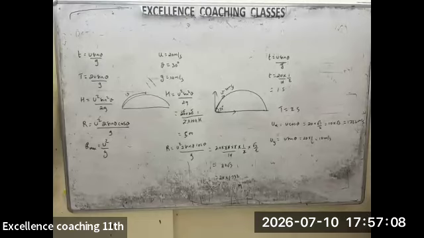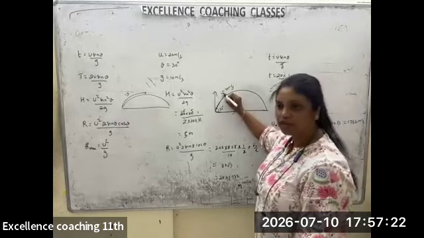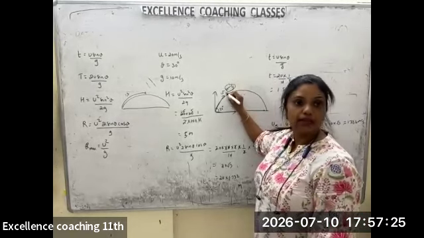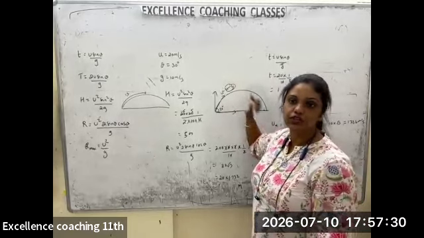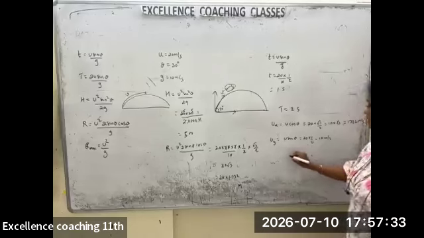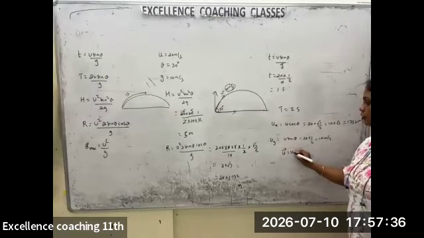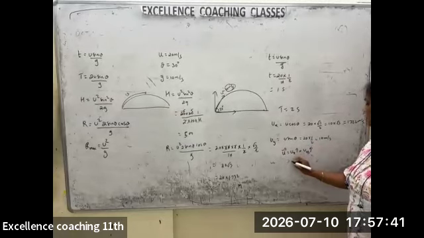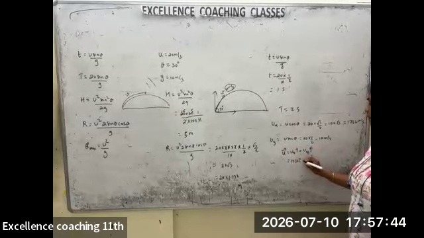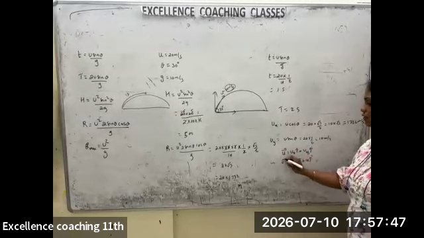Then find the initial velocity in vector form. This is your initial velocity. What is its magnitude? In vector form, it will be ux i cap plus uy j cap. So u will be ux i cap plus uy j cap. Ux is 17.32 i cap plus 10 j cap. This is in vector form.